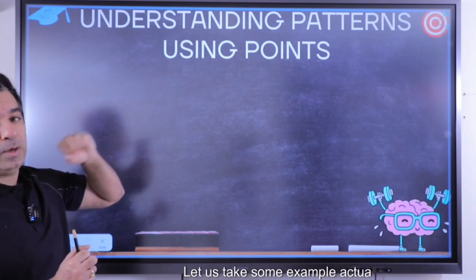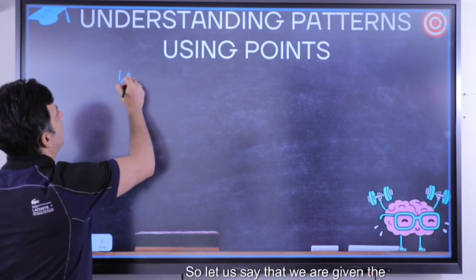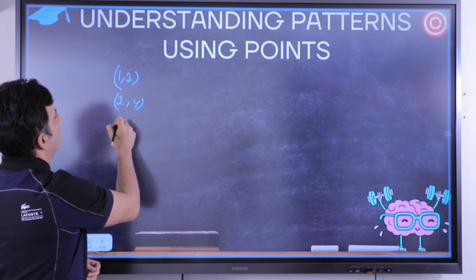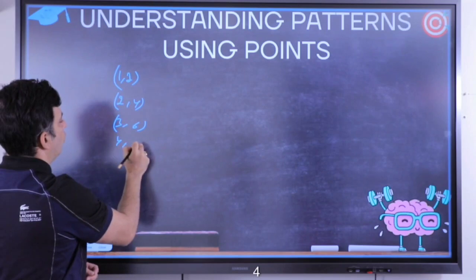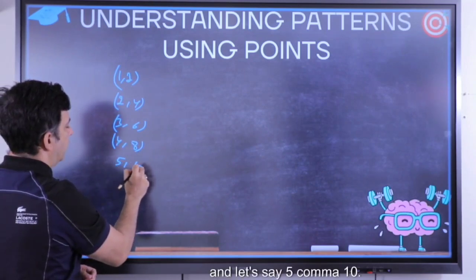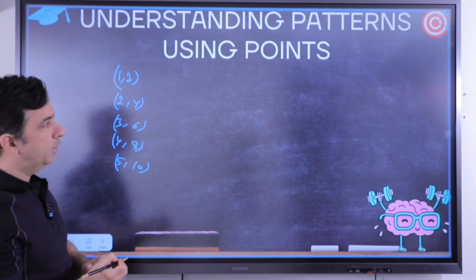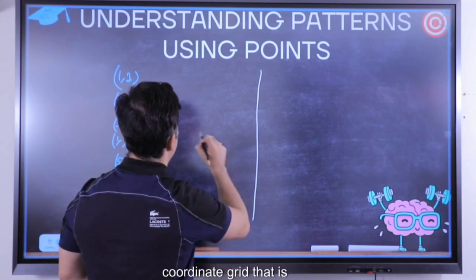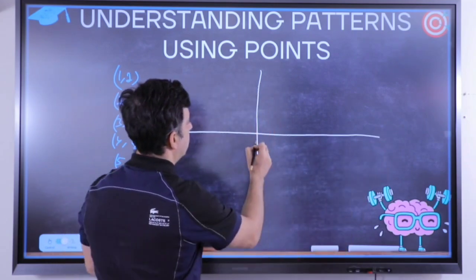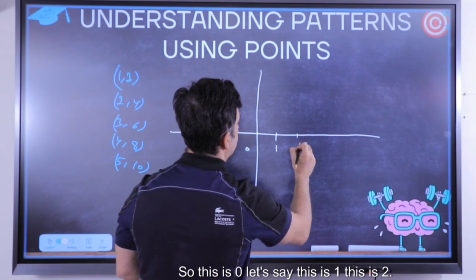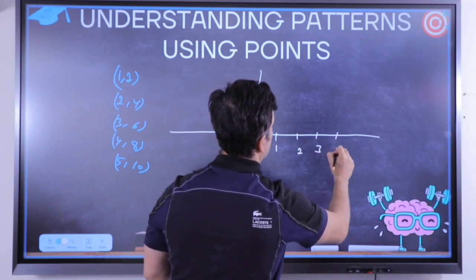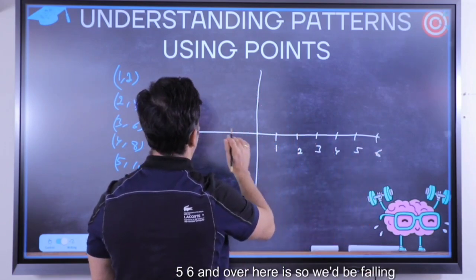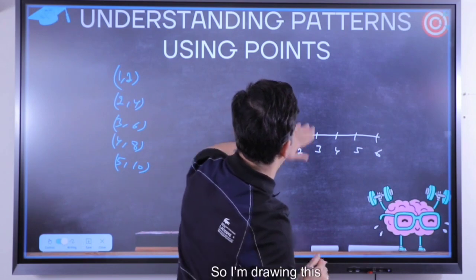So let us take some example actually. Let us say that we are given the coordinates 1 comma 2, 2 comma 4, 3 comma 6, 4 comma 8, and let's say 5 comma 10. We are given these 5 coordinates. So if I just draw the coordinate grid, that is something which we already know now. So this is 0, let's say this is 1, this is 2, this is 3, 4, 5, 6, and over here we would be falling short of space. So I'm drawing this again.